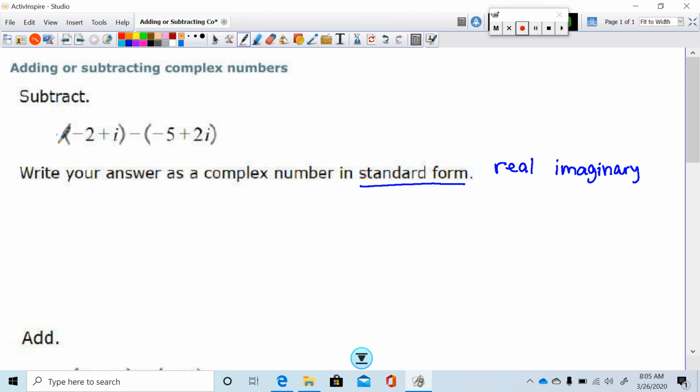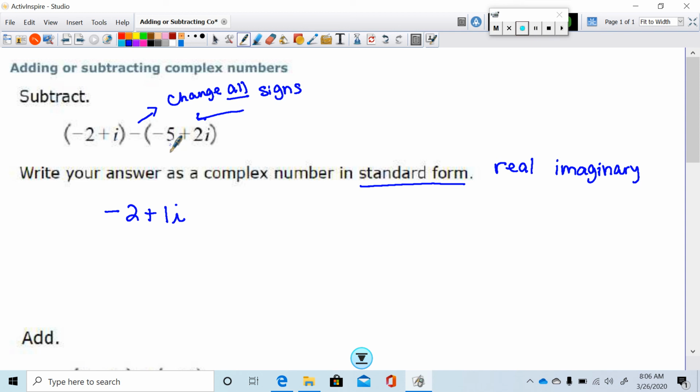If there's nothing in front of a parentheses, you can just take the parentheses away and write it down. So -2 plus, I'm going to call it -2 plus 1i because we're going to need that 1 in a moment. If there's nothing in front of a variable, it's considered to be a 1. Now, if you have a negative in front of the parentheses, you have to change all signs inside the parentheses.